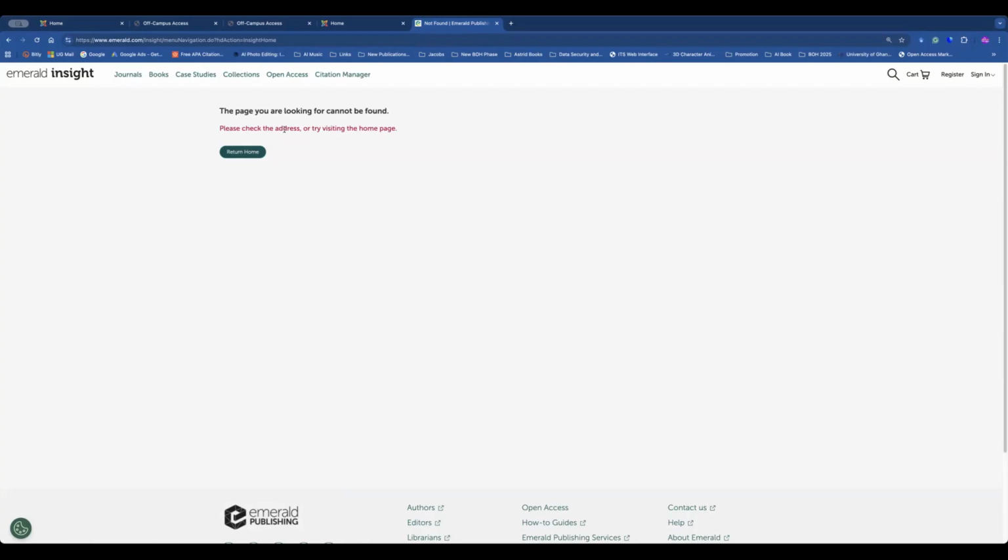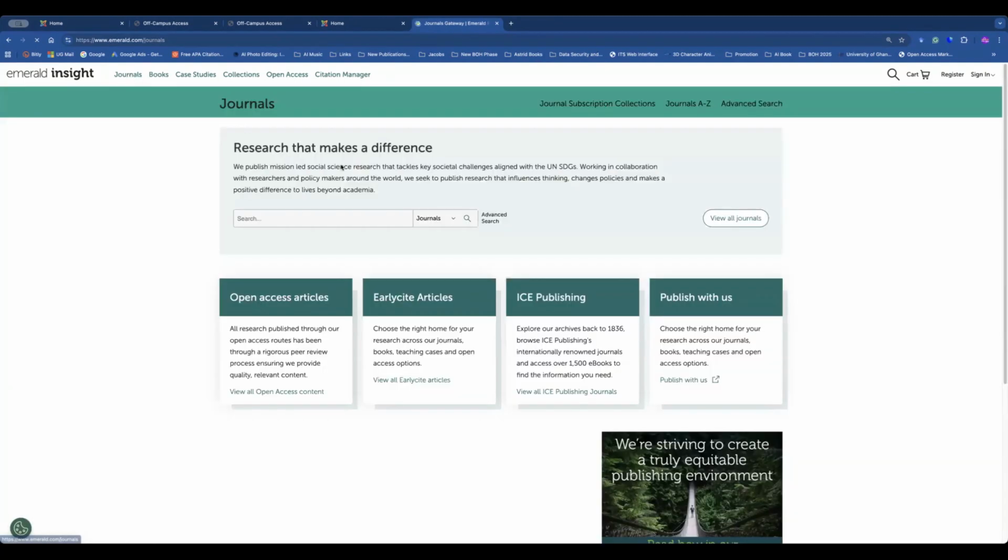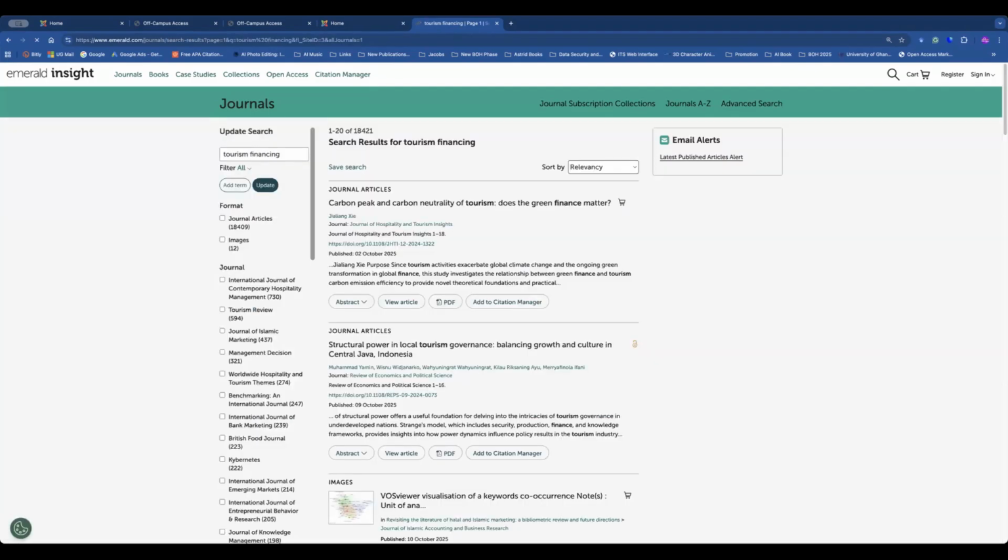You can also go to other places for healthcare. There are different databases for different reasons. Yes. Okay, so this is Emerald. They have their journals and you can search within it. So supposing somebody is interested in, let's say, tourism financing. So it is going to search, and it is giving you all these results.